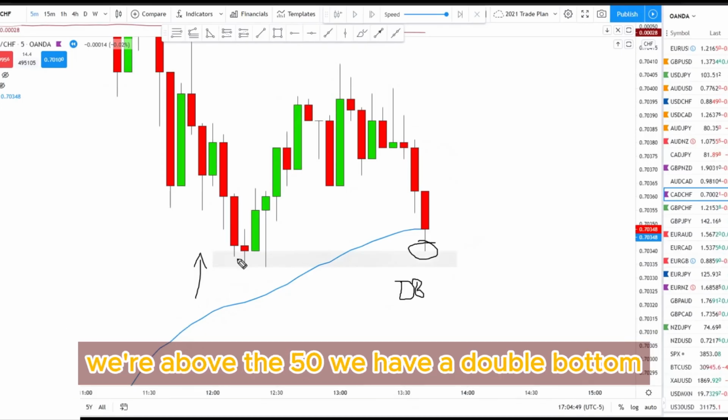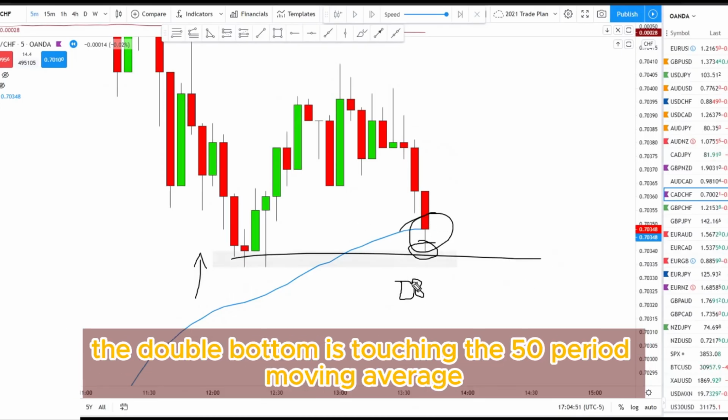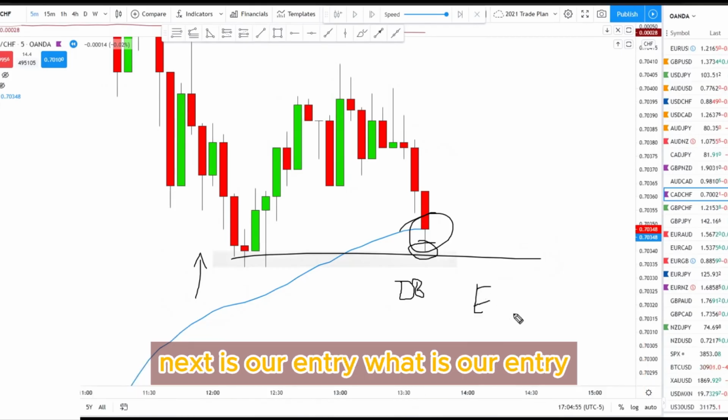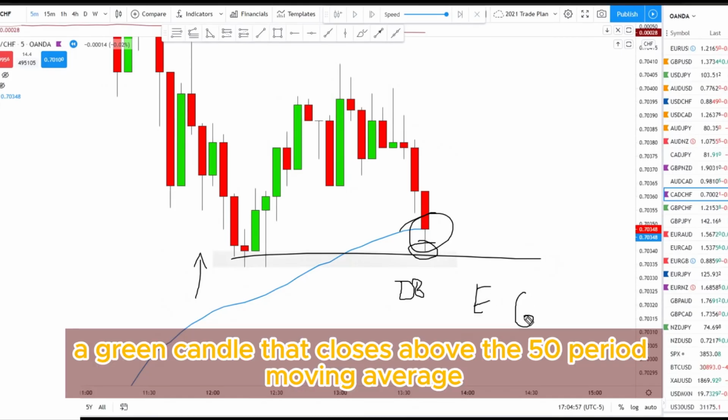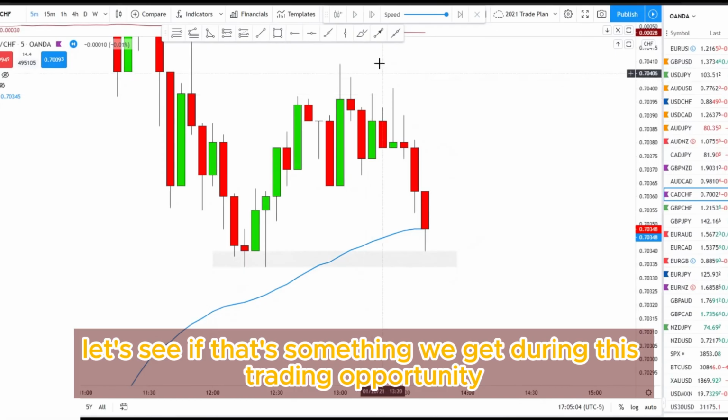We're above the 50. We have a double bottom. The double bottom is touching the 50-period moving average. Next is our entry. What is our entry? A green candle that closes above the 50-period moving average. So let's see if that's something we get during this trading opportunity.